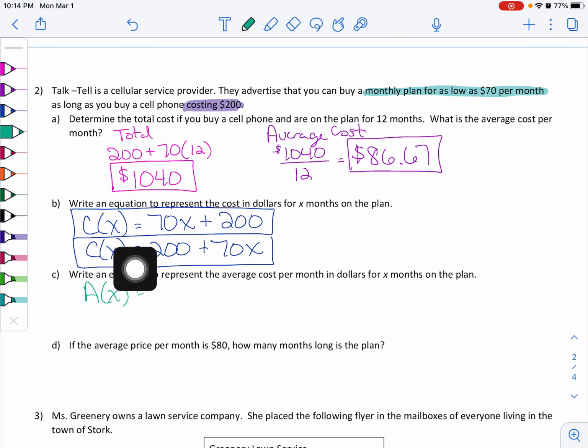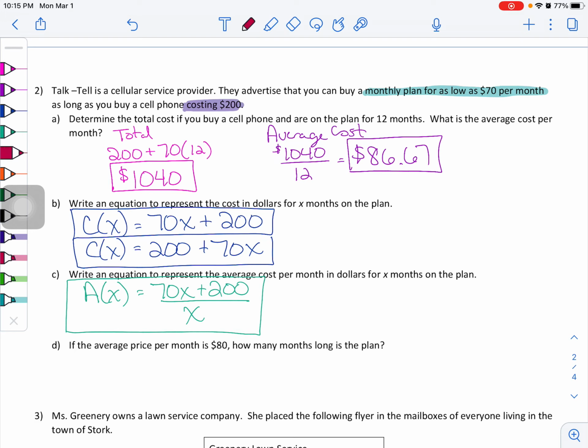Part C, write an equation to represent the average cost. So I'm going to go A of X is equal to, so I'm going to take one of these two expressions, it won't matter which one. I'll do the first one I wrote, 70X plus 200 divided by the number of months on the plan, which is X. All right, keep that equation simple. Because now what we're going to do with it is solve it.